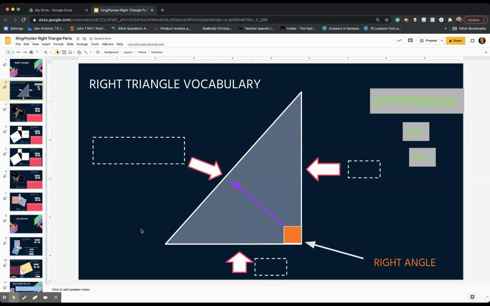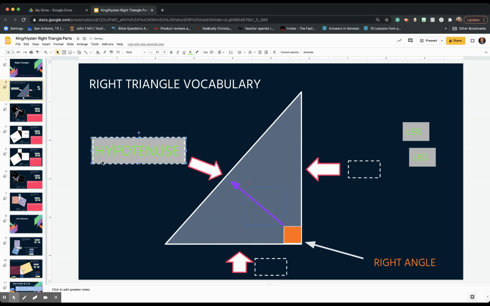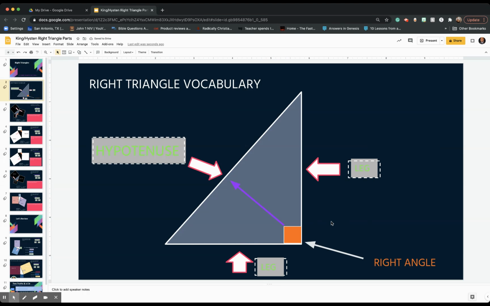Now you have a purple arrow facing this long side. The length of this long side we're going to call the hypotenuse. Okay, so I'm going to drag that over here and boom, hypotenuse. Now you have two shorter sides. We're going to call these legs. These are the key vocabulary words and terms that you'll need to do today's assignment.